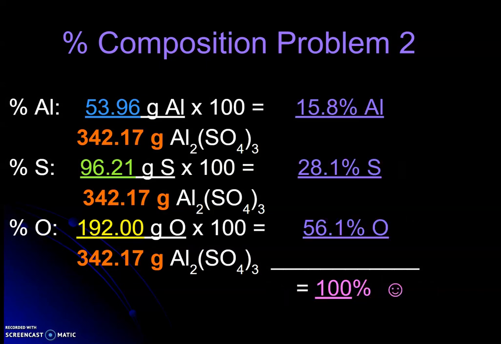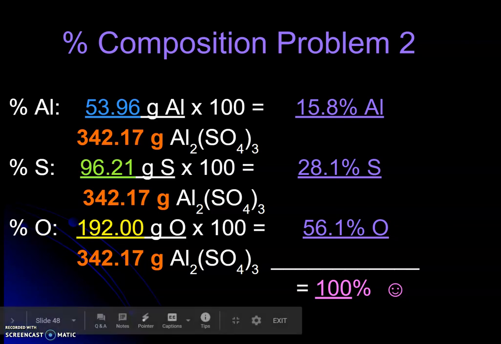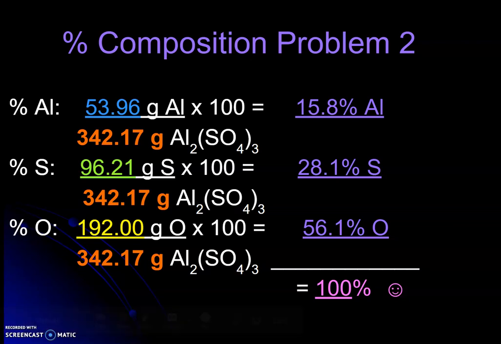Good. Okay, if you didn't, some of the things that you can be stuck on is you didn't divide by all of the aluminums. We have 2 aluminums here, or all of the sulfurs, which there are 3 of them, or all of the oxygens. Sometimes it's rounding error. So if you need to go back and watch the video on rounding, make sure you do that too. But that is percent composition.